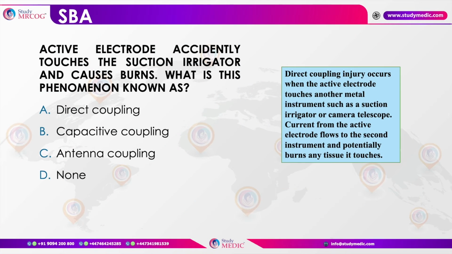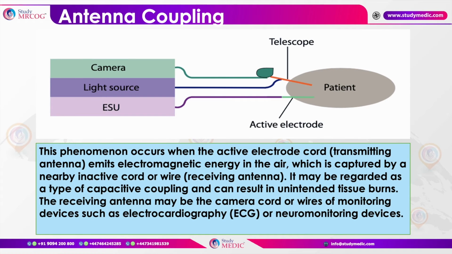Now, what is direct coupling? Direct coupling occurs when the active electrode touches another metal instrument such as a suction irrigator or a camera telescope, and the current from the active electrode flows to the second instrument and potentially burns any tissue that touches it. Then what is antenna coupling?